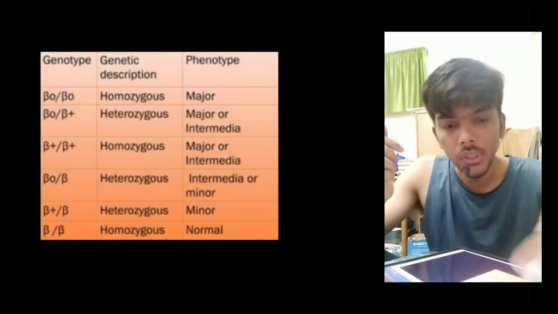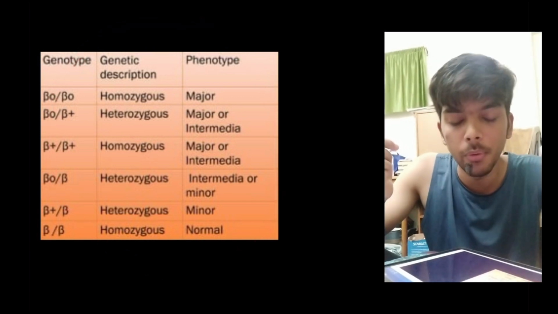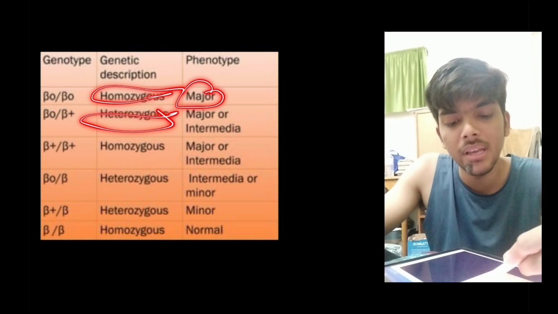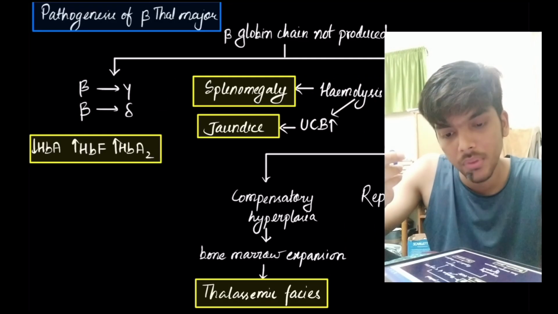Okay. You can look at this table, with the help of which you will be able to bring a relationship between homozygous, heterozygous, major, intermediate, and minor.